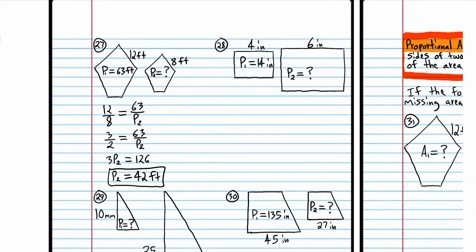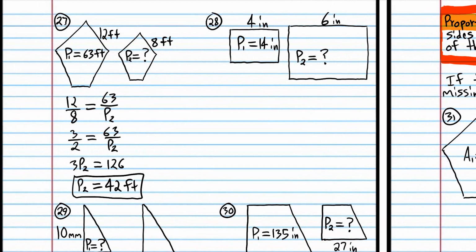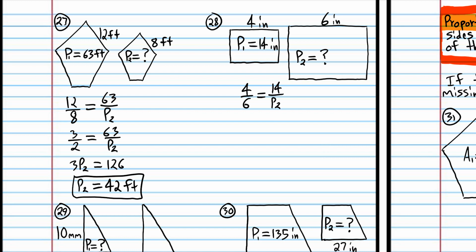All right, so now it's time for you to try. Go ahead and try number 28. When you come back, we'll do it together. All right, we're back. So 4 over 6 is the perimeter, or excuse me, the ratio of corresponding sides. And then we have 14 over P2. And we're looking for P2.